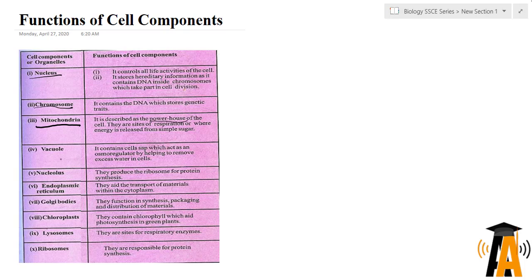Then number 4 here, we have the vacuole. It contains cell sap, which acts as an osmoregulator by helping to remove excess water in cells. So the vacuole is also important. And we have the nucleolus. Number 5, nucleolus. They produce the ribosomes for protein synthesis.